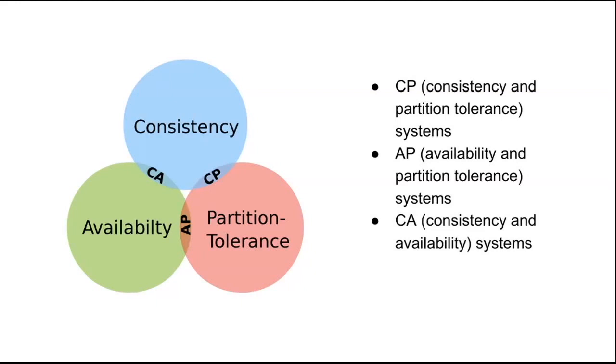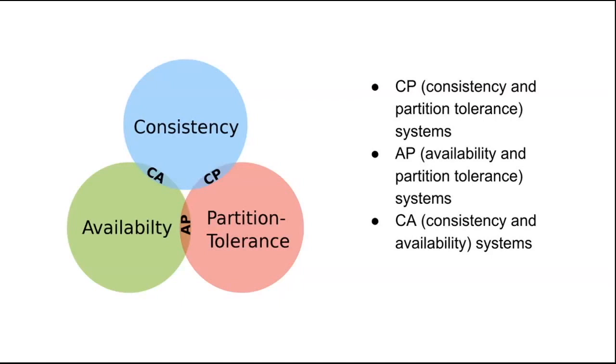partition tolerance. But since we know network failure is unavoidable, a distributed system must always tolerate network partition. Thus, a CA system cannot exist in a real world application. We always need to ensure partition tolerance. So a CA system existing in the real world is not actually possible.